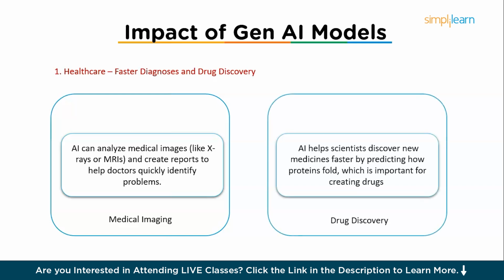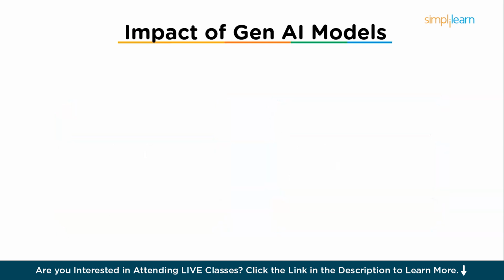Then we have drug discovery. So AI helps scientists discover new medicines faster by predicting how proteins fold, which is important for creating drugs. For example, a company used AI to discover a new drug in just 18 months, which usually takes much longer. Then moving on to the next one, we have finance, that is smarter risk management and report generation.